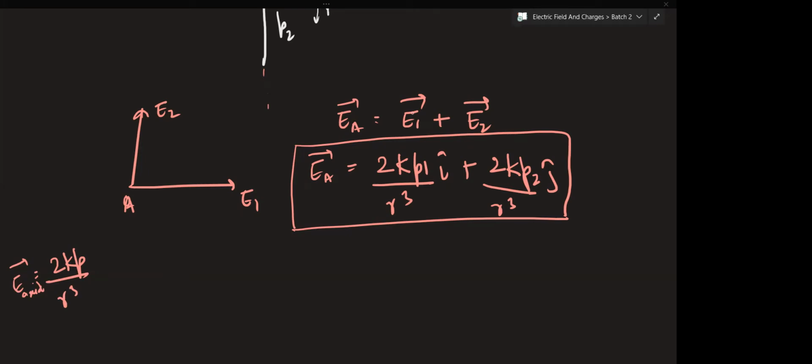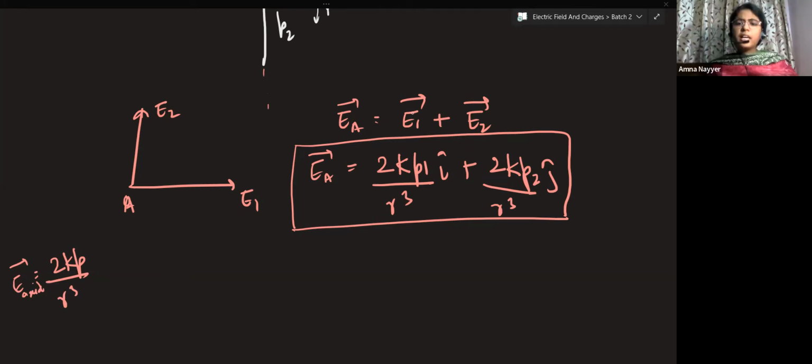Ma'am, can we take anything common from here? We can take common. 2k divided by r cube is already common. So it will be p1 i cap plus p2 j cap. Okay.